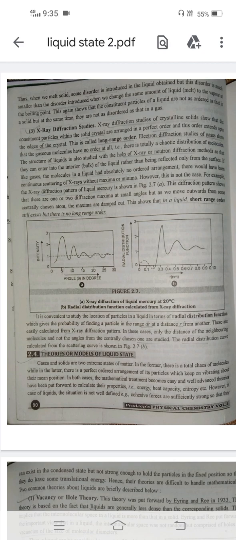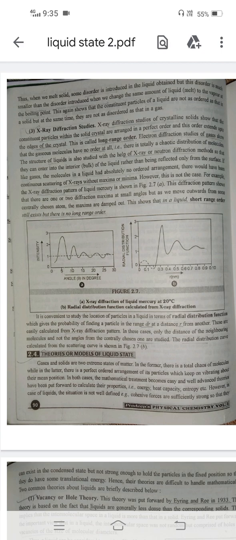It is convenient to study the location of particles in a liquid in terms of the radial distribution function, which gives the probability of finding a particle in the range dr at a distance r from another. These are easily calculated from the X-ray diffraction pattern. In these cases, only the distance of the neighboring molecules, not the angles from the centrally chosen one, are studied. The radial distribution curve calculated from the scattering curve is shown in figure 2.7b.